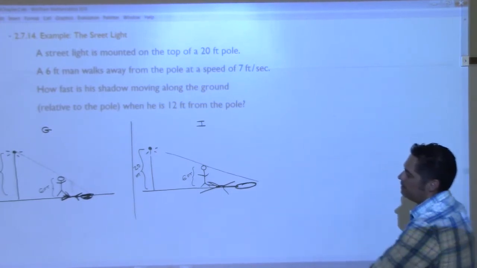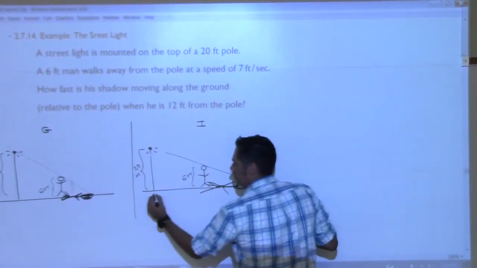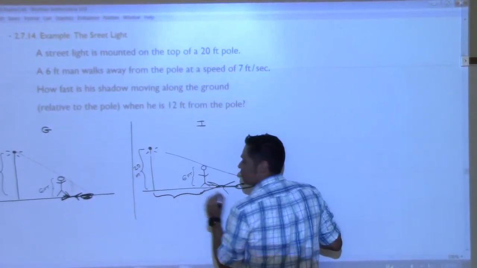All right. Anything else I can throw on here? How about on that instant picture? Is there something I know about the instant in time we're talking about? He is 12 feet from the pole, right? He is, not his shadow, he is 12 feet from the pole. So that means the distance from here to here is 12 here.